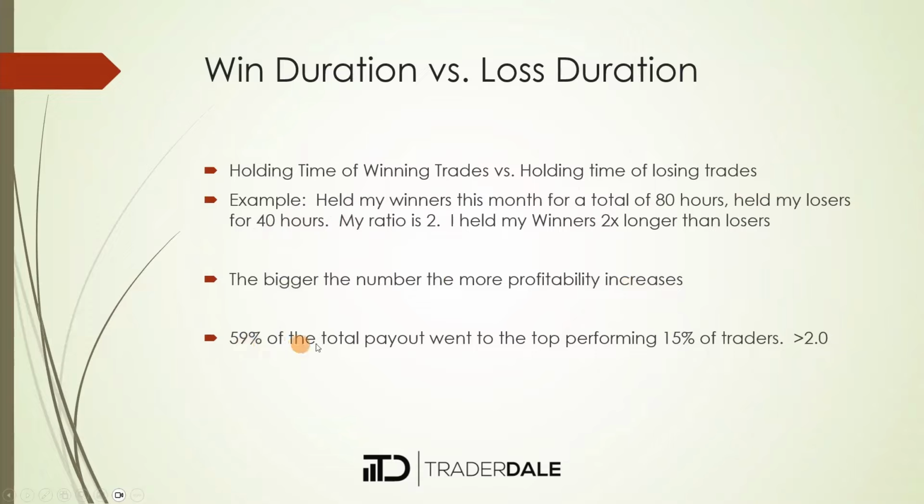So 59% of the total payout went to the top performing 15% of traders with a ratio greater than 2. So only 15% of the top traders are taking 60% of the payout pie, and they have a ratio greater than 2.